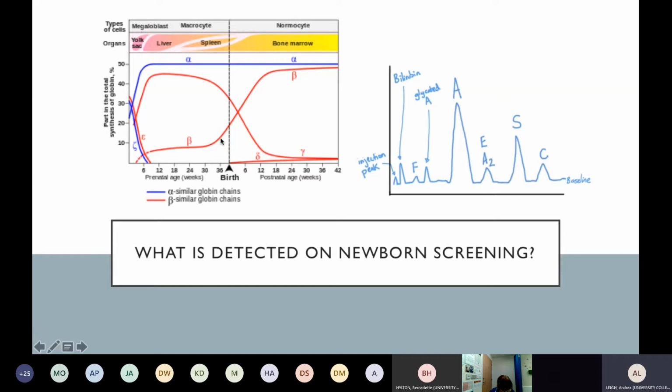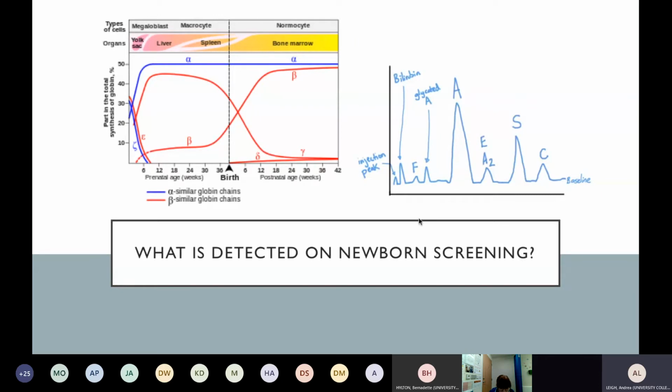And as you can see here, as the beta globin chains increase after birth, these would be normal beta globin, but if you've got sickle, this is when you start producing your sickle hemoglobin. And so you're relatively protected by fetal hemoglobin for up to the first 6 to 9 months of life. On the right is just a little drawing of how the newborn screening works.